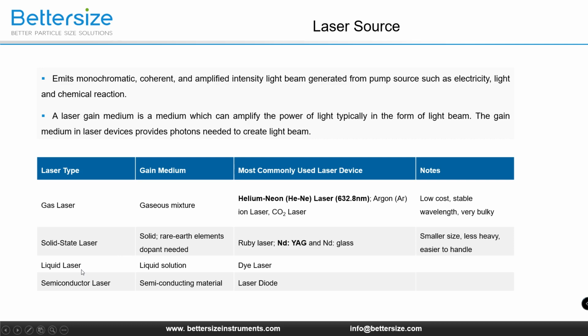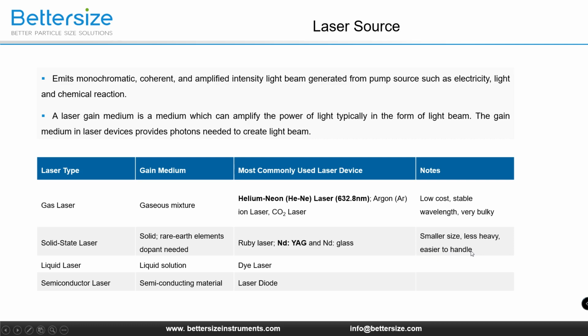There are also liquid laser and semiconductor laser, which have a gain medium of liquid solutions and semiconductor material, respectively. The majority of the laser devices in DLS instruments are gas lasers and solid-state lasers. Gas laser has the advantage of stable wavelength emissions with relatively low cost. However, a gas laser usually has relatively large volume that makes it very bulky. On the other hand, a solid-state laser is smaller in size and also less heavy, making it more flexible to handle.